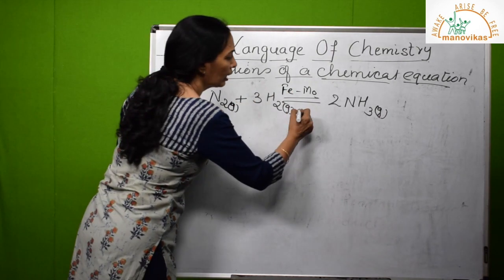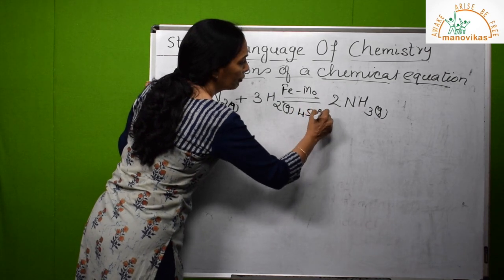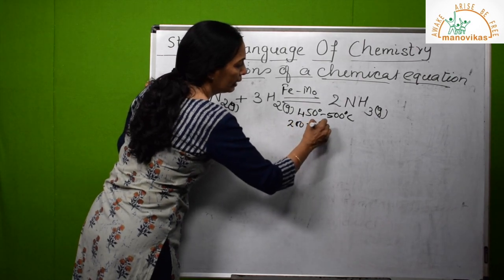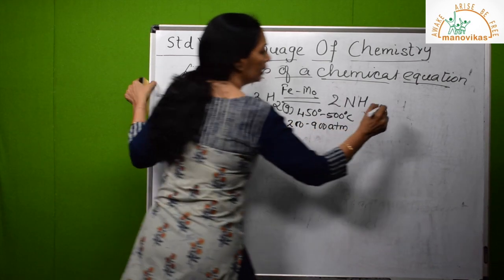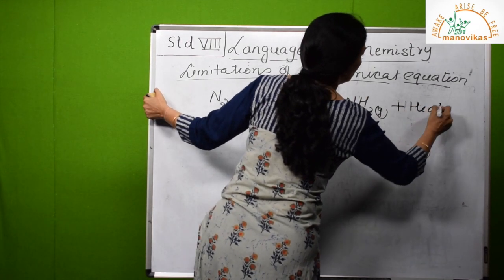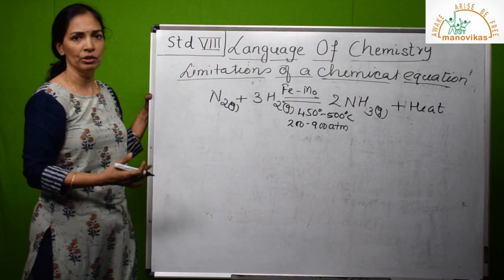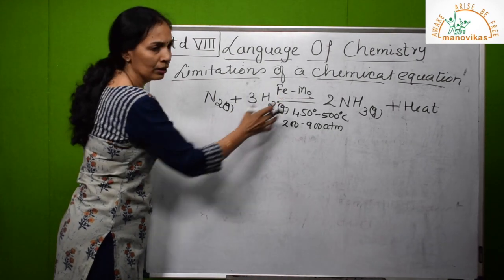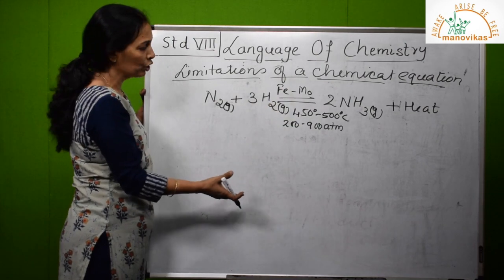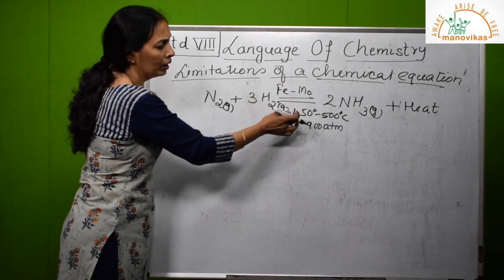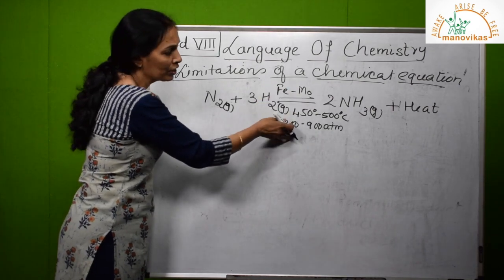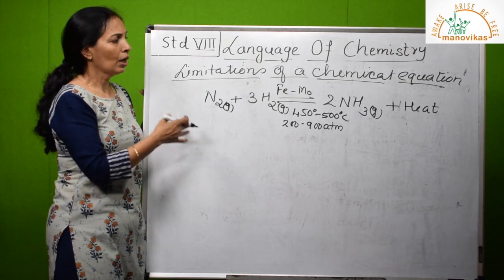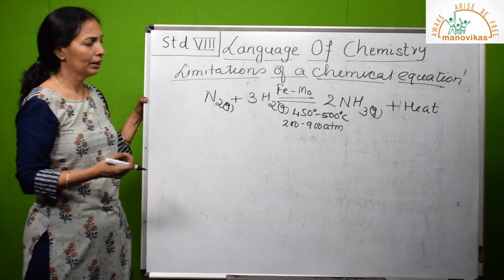Another thing, temperature conditions can be mentioned this way: 450 to 500 degrees. Pressure 200 to 900 atmosphere. And here we can write plus heat. So in this way we can make some changes to make it more informative. Looking at this, we can come to know the state, that the reaction is reversible, the catalyst, the promoter, the temperature condition, pressure condition, and that the equation is exothermic. So this is how we can make slight change in a chemical equation.